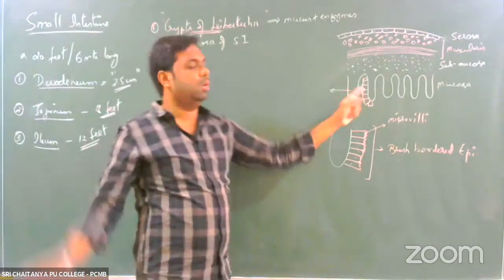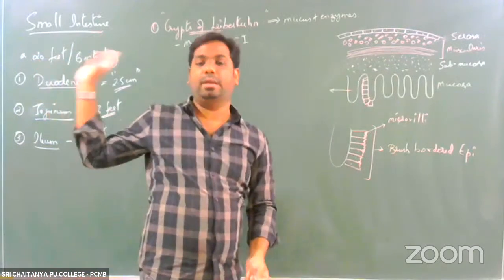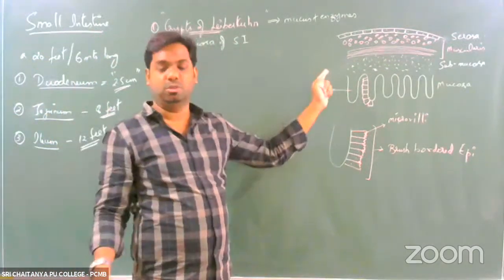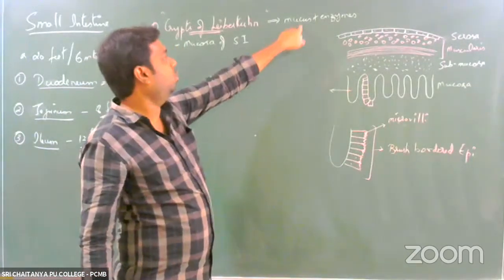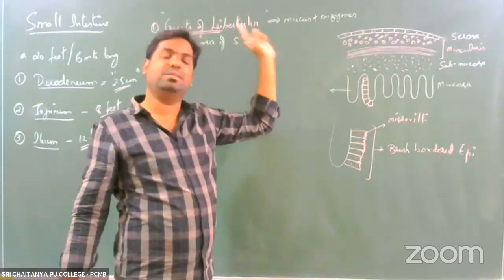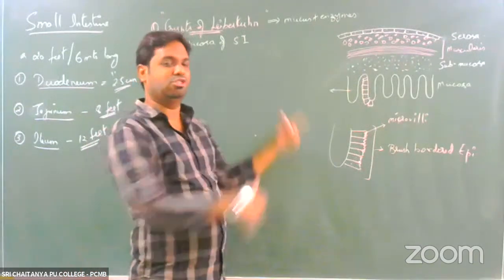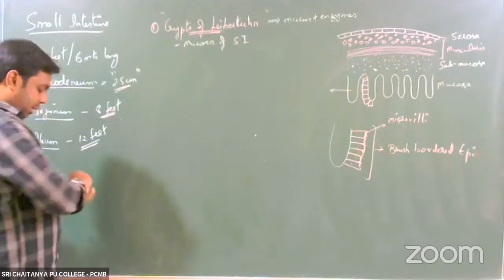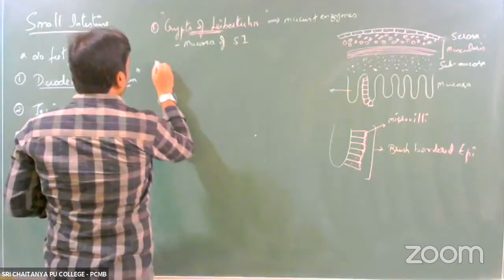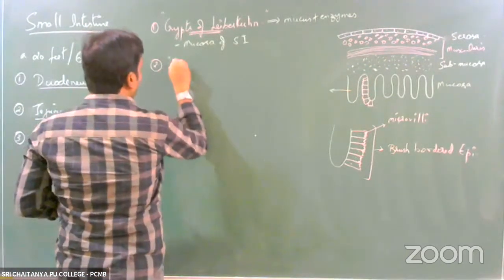So in the mucosa of all parts of the small intestine we have the crypts of Lieberkühn, and the major role of these crypts is secretion of mucus as well as enzymes. What these enzymes are, and what different types of enzymes are secreted, we'll take up a little later. So this is the first gland, called the crypts of Lieberkühn. The second gland that is present is called Brunner's gland.